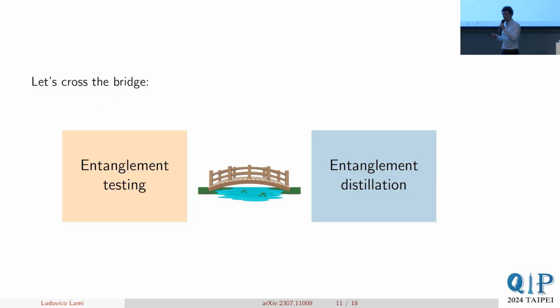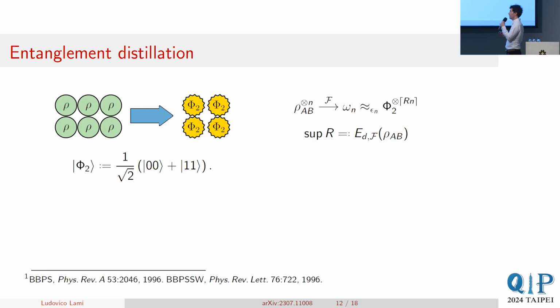So now I have talked about the entanglement testing side of this picture. Let's cross the bridge and go to entanglement distillation, shall we? So what is entanglement distillation? It's the task of manipulating a certain number of copies of rho and transforming them into copies of the EBIT, the maximally entangled two-qubit state. The way we do this is by applying some operations in some class of free operations F that I won't specify for now.